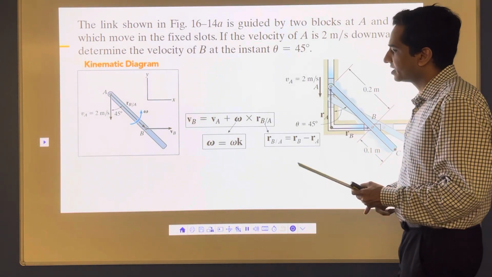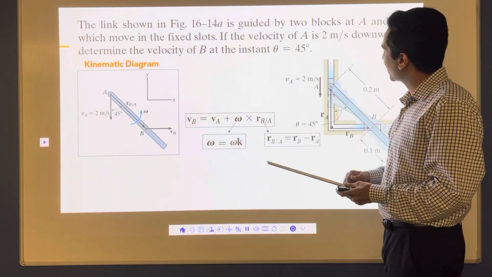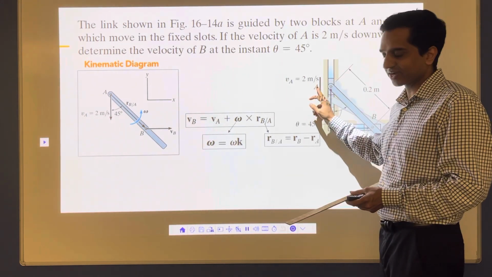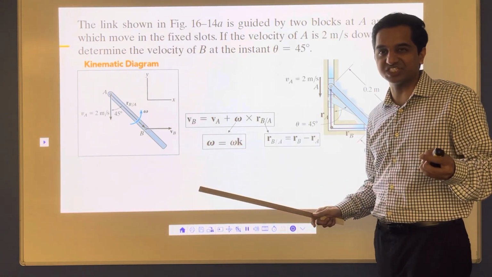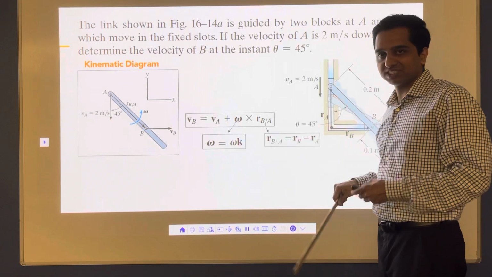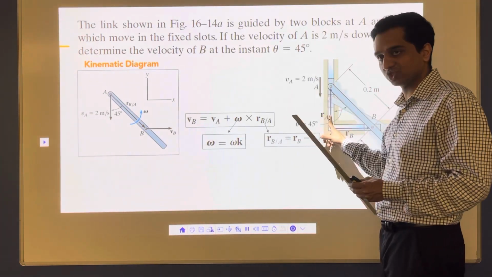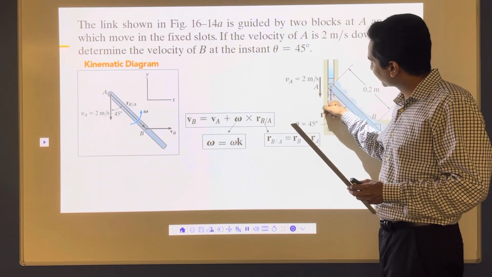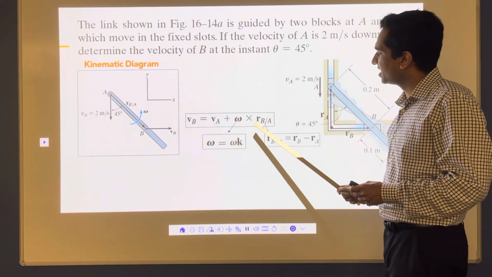and based on that we can calculate velocity of B as it moves in this direction. So VB is nothing but VA. I'm going to keep it like that. VA, I know it's coming downward 2 meters per second. Now this one is a vector equation, meaning that I have to use unit vectors I, J and K. So VA is 2 coming downwards, that's J, and as it is the Y axis and coming downwards, it has a minus sign, so it will become minus 2J. Then omega K cross RB by A.